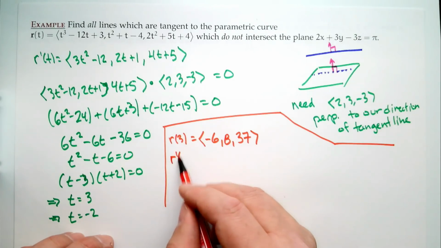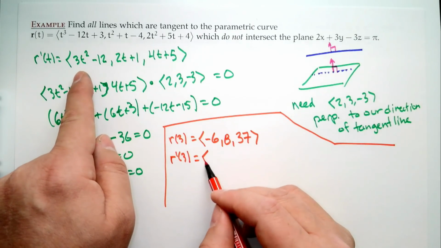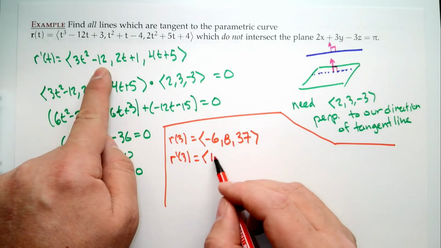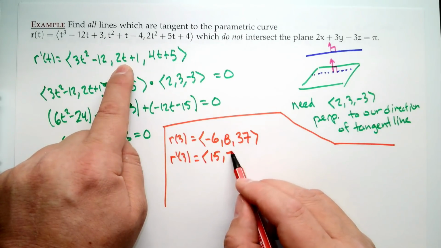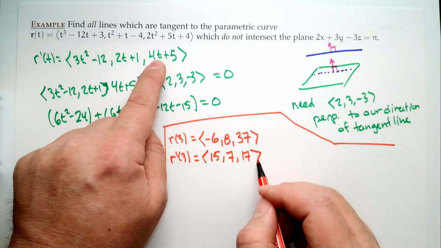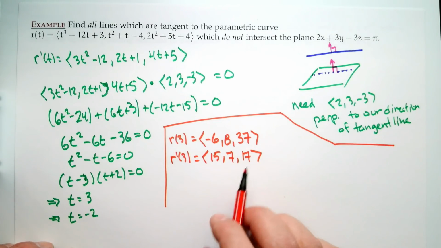What about r prime of 3? Well, we have that too. We can just plug it in here. So we're going to get 9 times 3 is 27. Minus 12 is 15. Then we're going to get 6 plus 1 is 7. And then we're going to have 12 plus 5 is 17. So there's our 15, 7, 17.